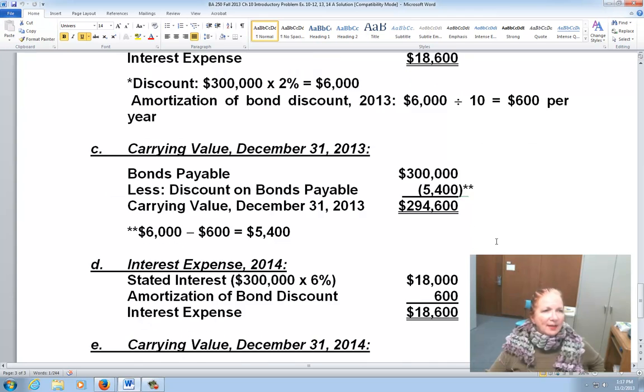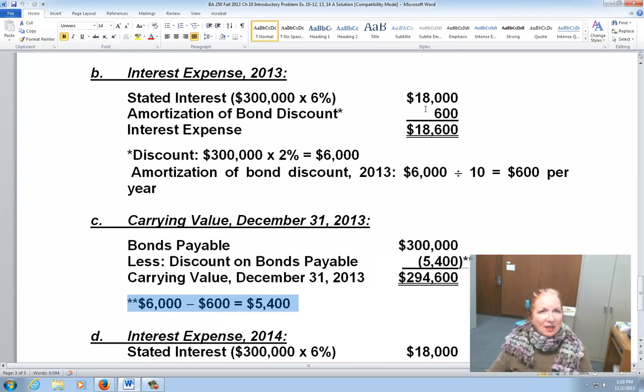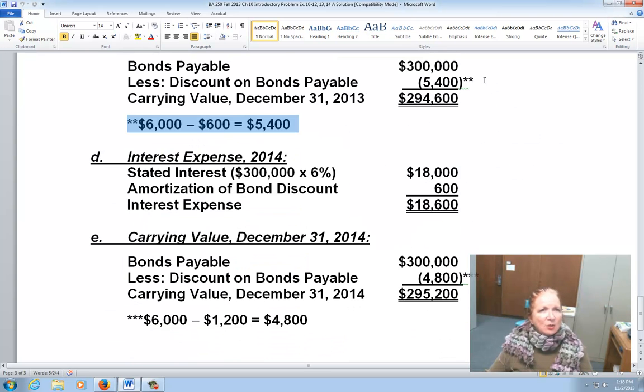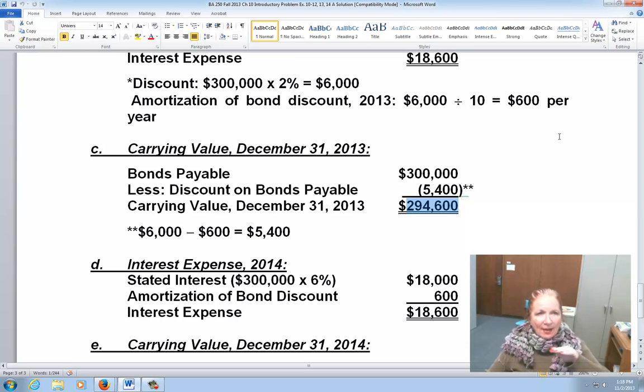Now then, for the carrying value as of December, the bonds are always at the stated value, $300,000. And now we have the carrying value was $6,000. We amortized $600 right up here. So we brought it down by $600. So now the discount is $5,400 and the carrying value is $294,600. It's gone up because it's going to gradually grow and get from that low $294,000, adding $600 to it, and it'll eventually get up to the whole $300,000. This will be fully amortized and it'll be zero.